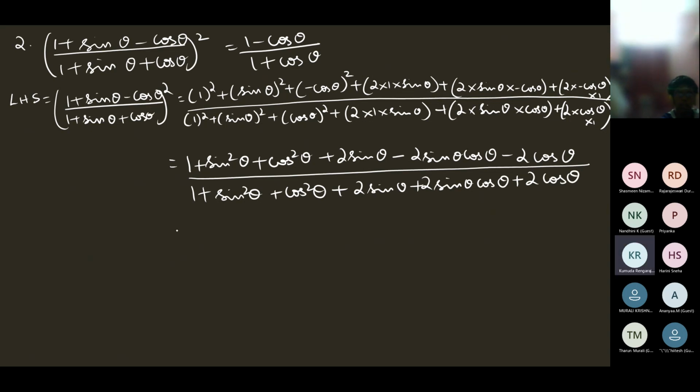Now what next, children? Please tell me. Sine square theta plus cos square theta is 1. Very good, Ram. Very good. Sine square theta plus cos square theta is 1. Denominator also, sine square theta plus cos square theta is 1. So 1 plus 1.